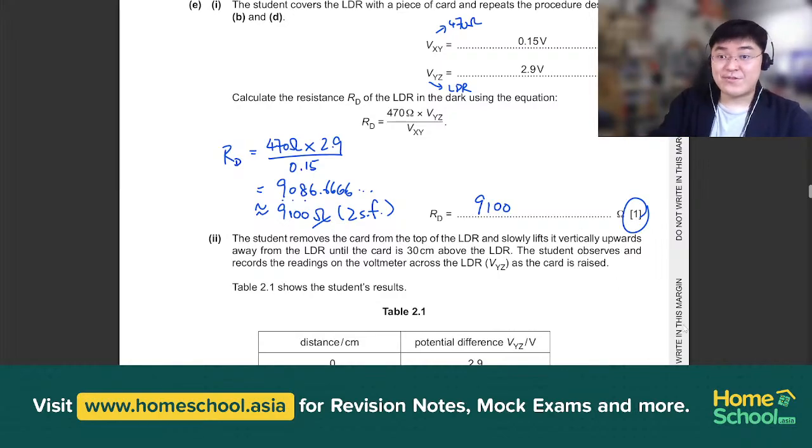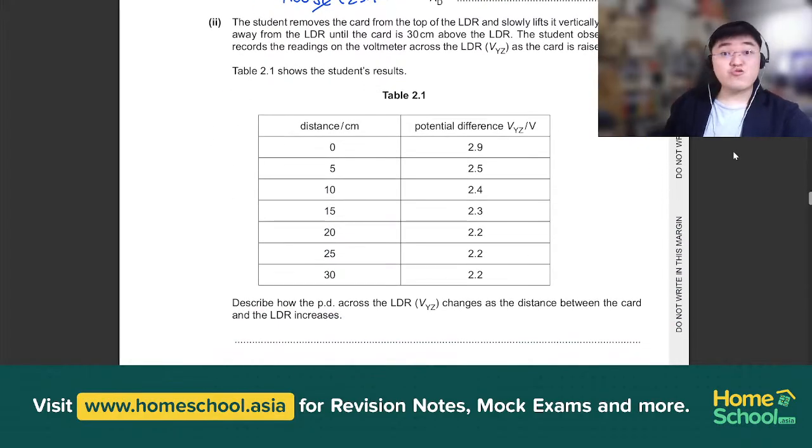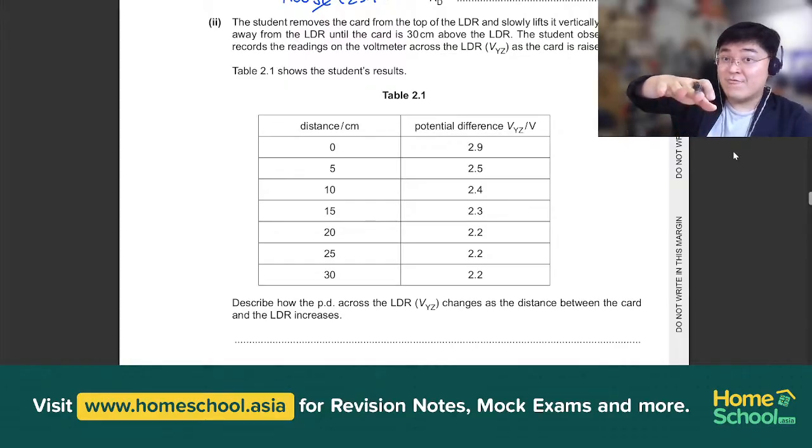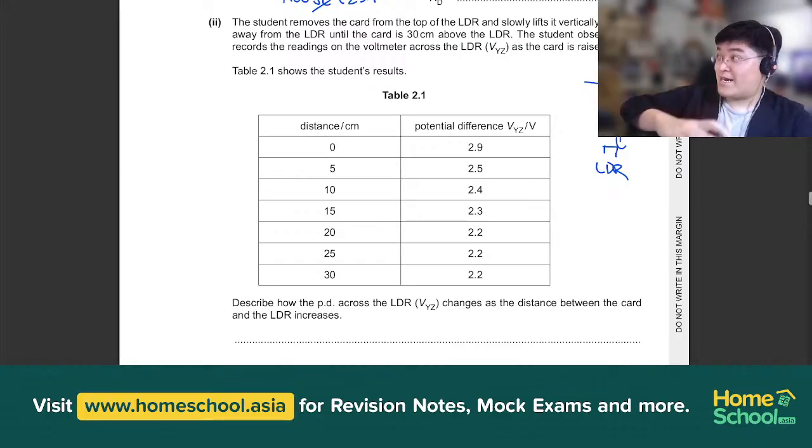Now let's move on. Part 2. Next, the student removes the card from the top of the LDR and slowly lifts it vertically upwards away from the LDR until the card is 30 cm away. The student observes and records the readings on the voltmeter across the LDR as the card is raised. Take a look over here. This is the distance of the card from the LDR, and this is the potential difference across the LDR. As you can see, as the distance increases, the potential difference across the LDR decreases. This is the first thing you need to take note of.